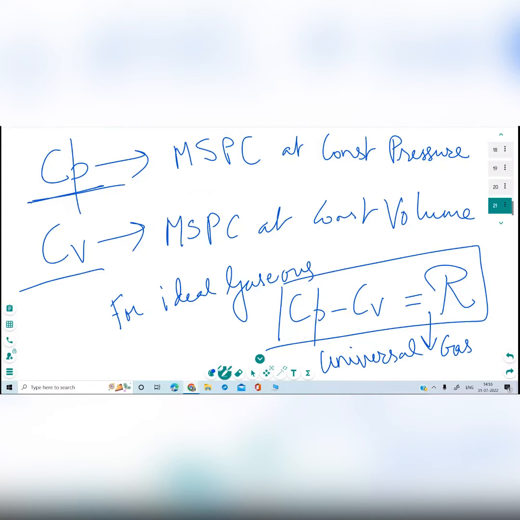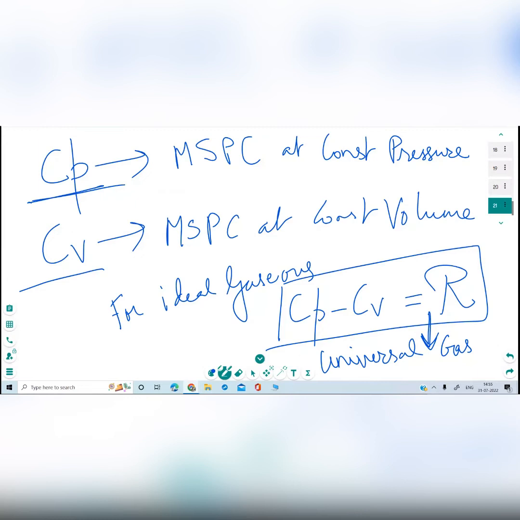So this you have to remember: Cp minus Cv is equal to R. R is the universal gas constant. R has some value also, which you will find and tell me later, maybe from your physics or chemistry book, wherever you get the value.